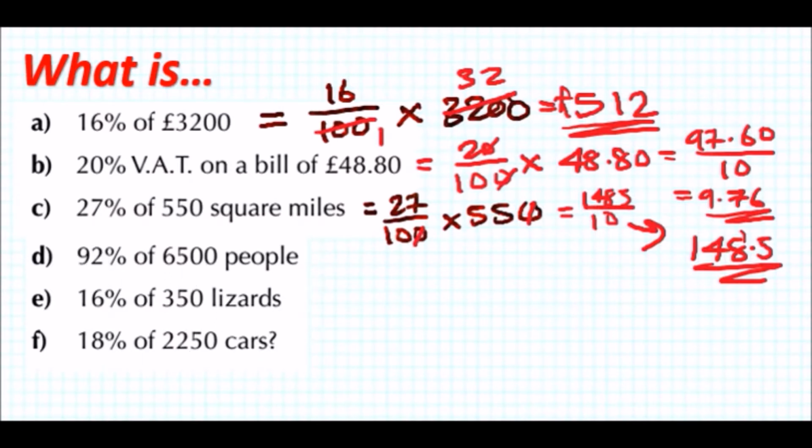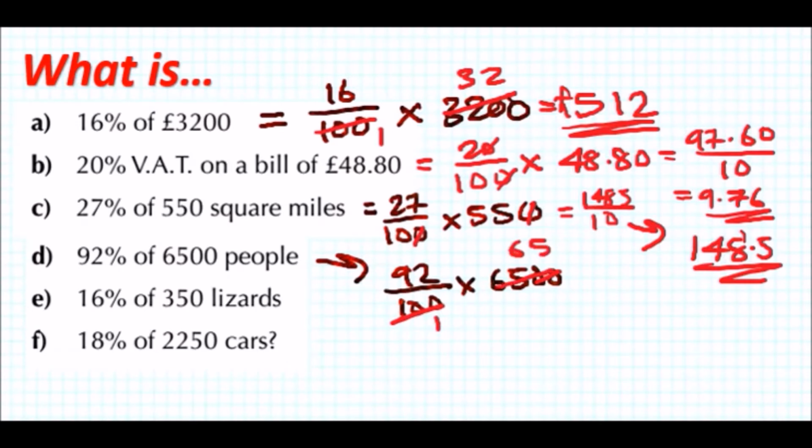So 92% of 6,500. All these questions are the same idea. So 92 over 100 times 6,500. First things first, cancel the zeros. Dividing by 100, you get 1 and 65. So it's 92 times 65. Using long multiplication, literally that's the only way to do this without a calculator, you should get 5,980.